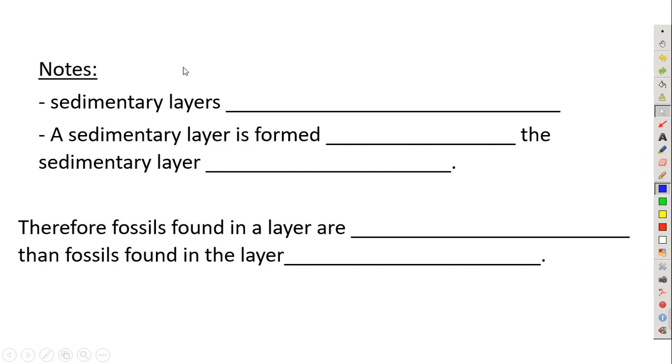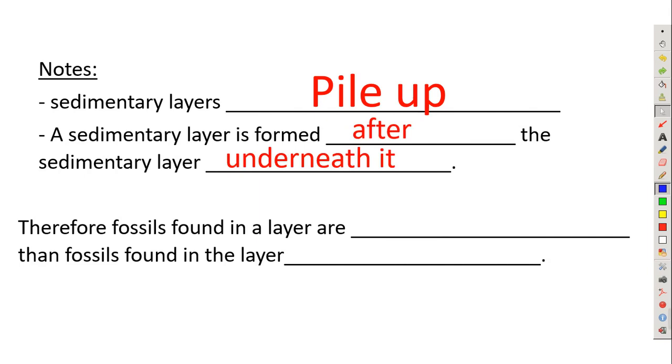Before we deal with fossils, we're just going to do a few recaps on sedimentary layers. Again, you've got in your booklet this paragraph, so you can simply complete the missing words. A few basic things. Sedimentary layers are just like plates. They pile up. The sedimentary layer is formed after the sedimentary layer underneath it. So the more you go towards the top, the more recent the layer is; the more you go towards the bottom, the older the layer is.